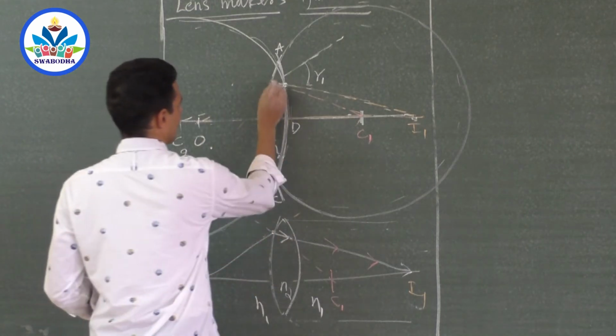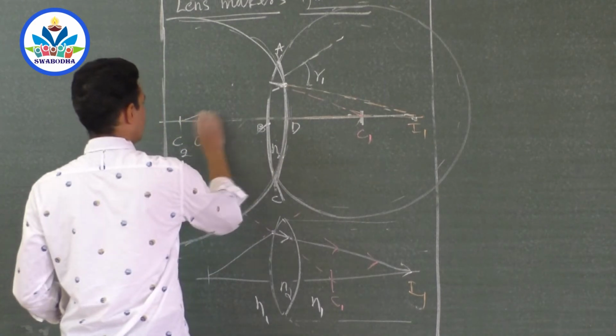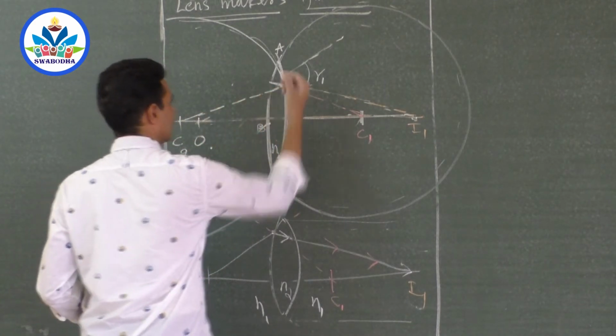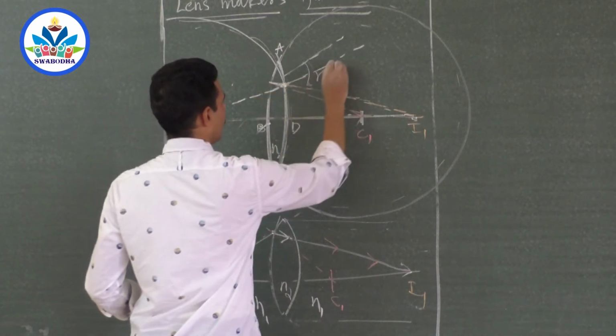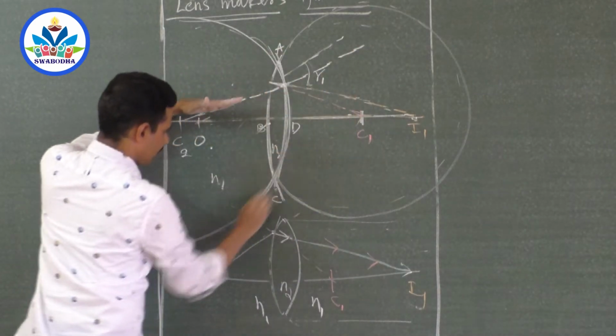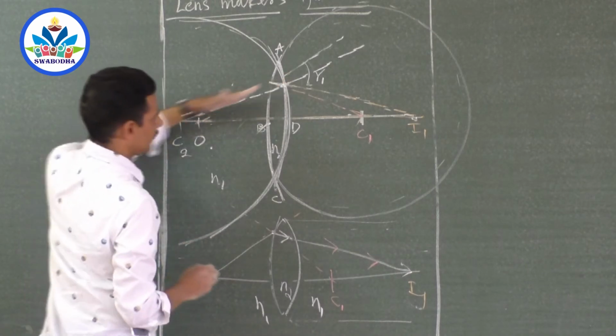Okay, the ray was traveling like this. Now I want to have a normal here like this, correct? I will continue the normal. The ray, instead of traveling like this, the normal is here, because for this surface, center is here. This is the normal line.